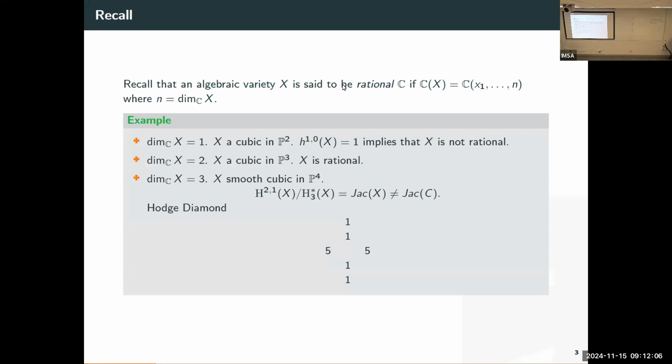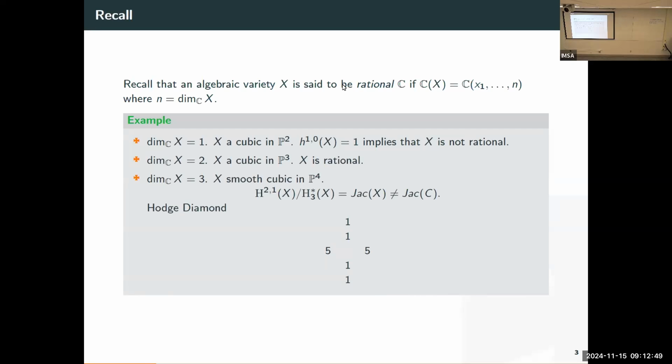So the main question of classical variational geometry is to relate projective varieties to the ones which we understand best, and these are the ones which are birational to P^n. They are called rational varieties, or in other words, they have field of rational functions isomorphic, let's say over the complex numbers, to C(x1, ..., xn), where n is the dimension of this variety X.